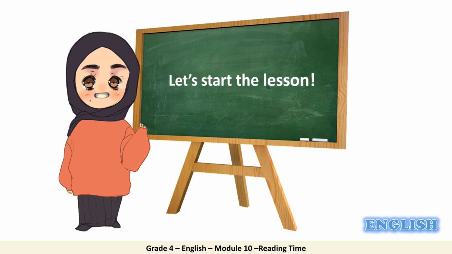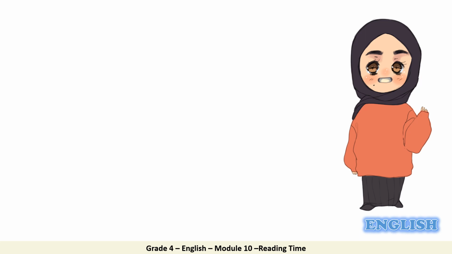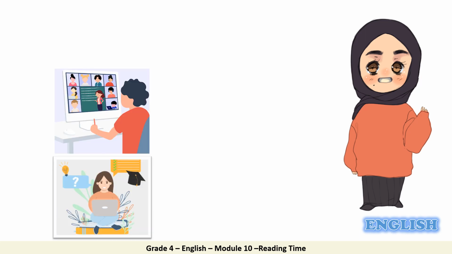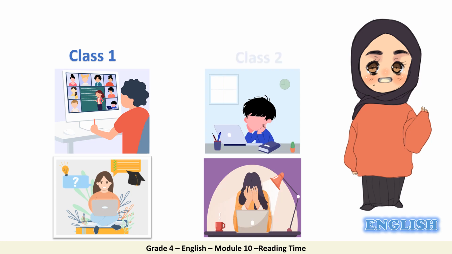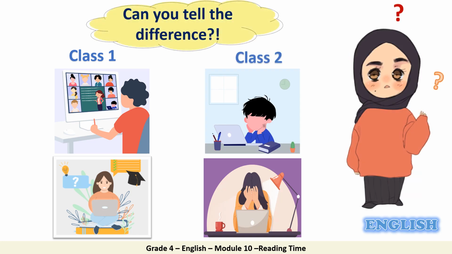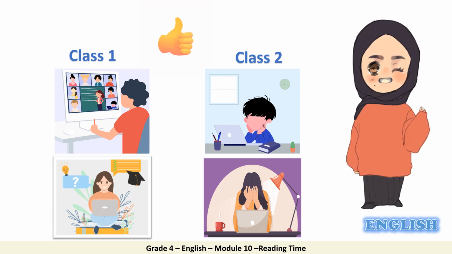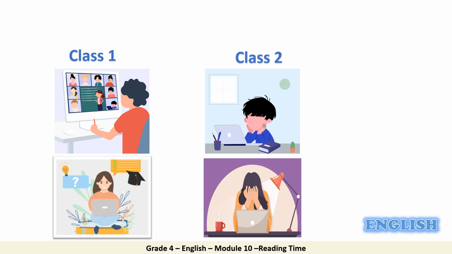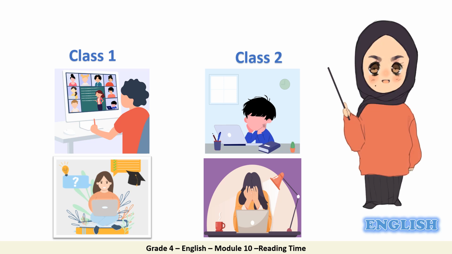Let's go then. I'll show you two groups of pictures and let's see if you can tell the difference between them. Here are students in class 1 and students in class 2. Can you tell the difference? Students in class 1, they look very active and they're working hard. Students in class 2, they look very tired. Well done. Have you ever felt that tired just like students in class 2? Well, in today's lesson, we're learning how to gain our energy back.